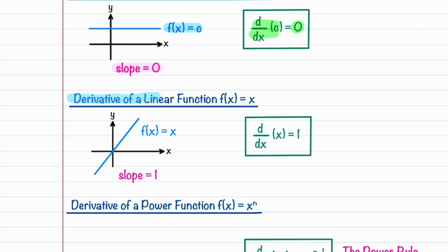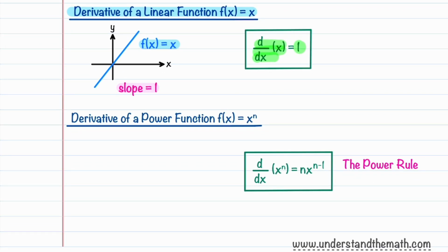Let's now look at the derivative of a linear function, f of x is equal to x. The slope of this function is equal to 1, so the derivative of x with respect to x is just 1.